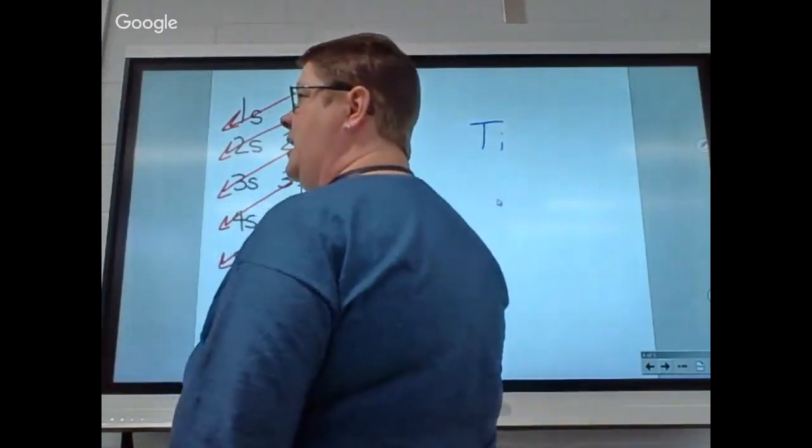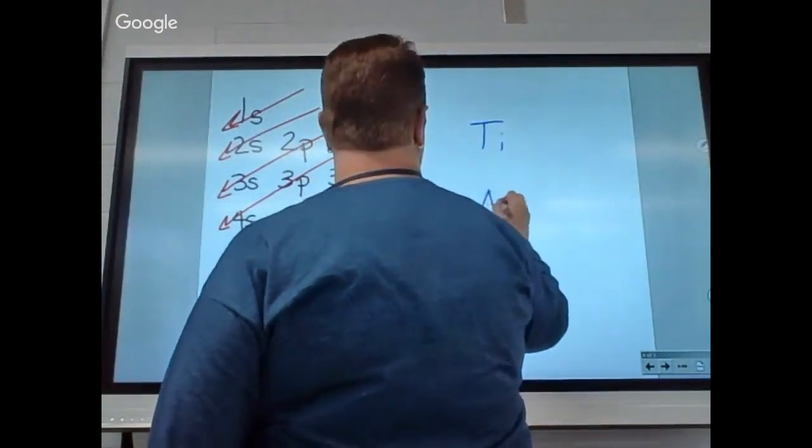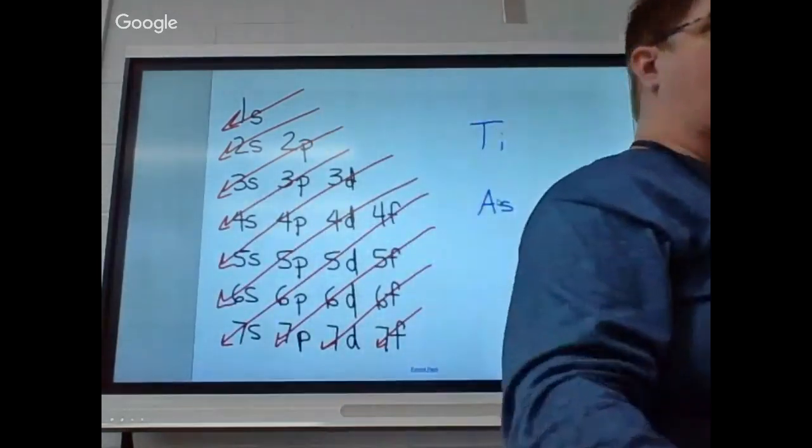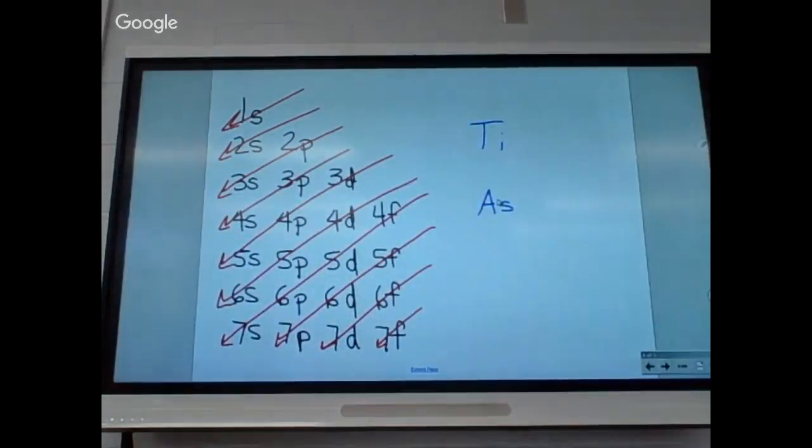Let's do titanium and arsenic. Do those very quickly so we can go over those before we leave today.